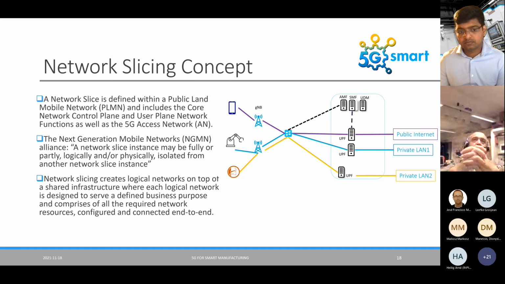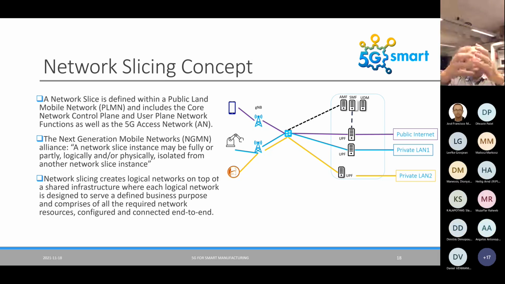So just to give an idea, what does slicing mean, and why do we need it? Network slicing, as defined for example in next generation mobile networks, is an instance that either fully or partially, and logically or physically, isolates an instance of the whole network. That means that from the radio up to the transport and even the core network, they are created as a separate entity on top of the physical infrastructure.